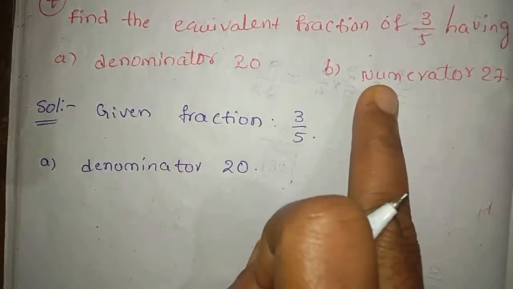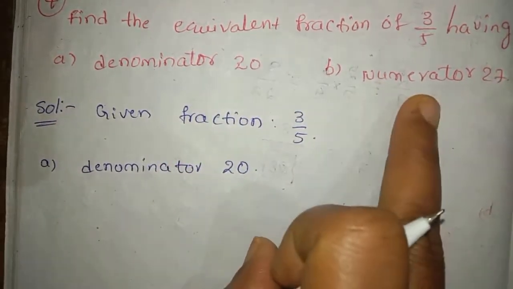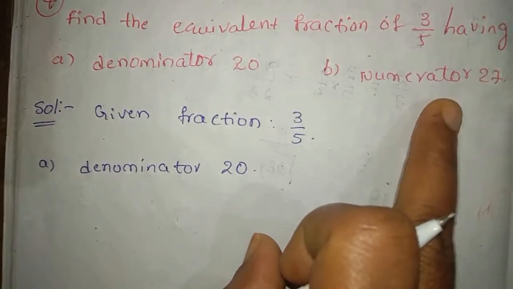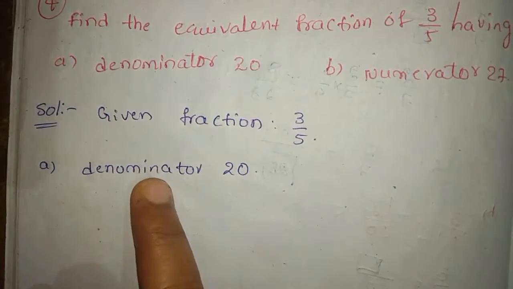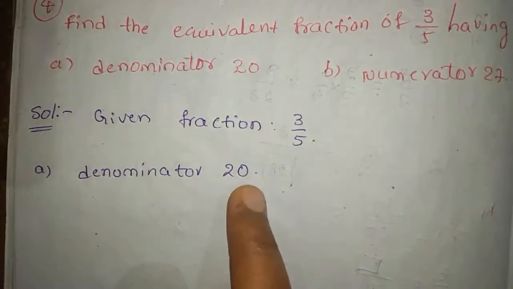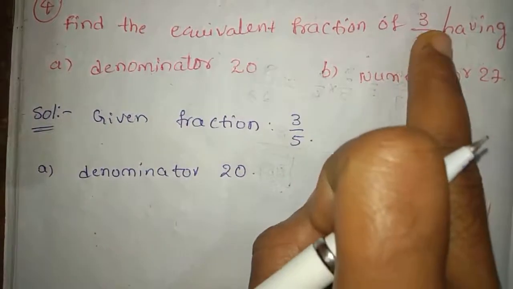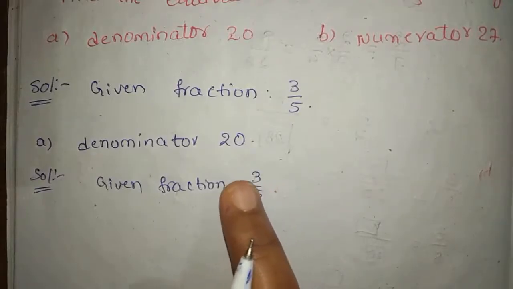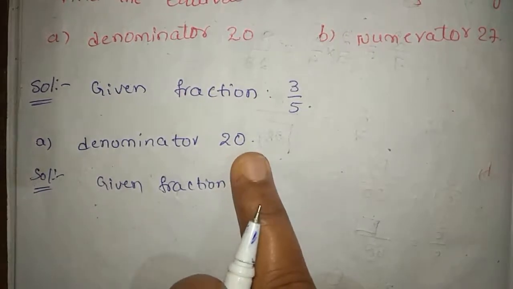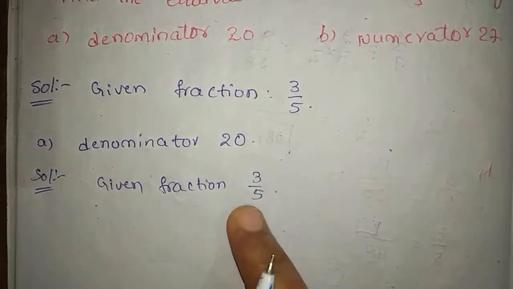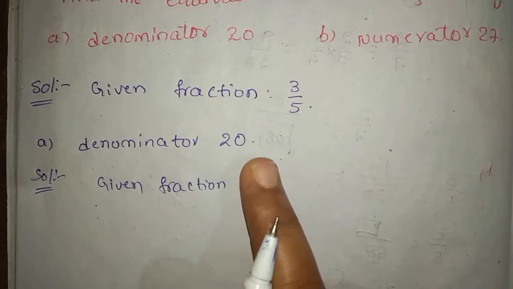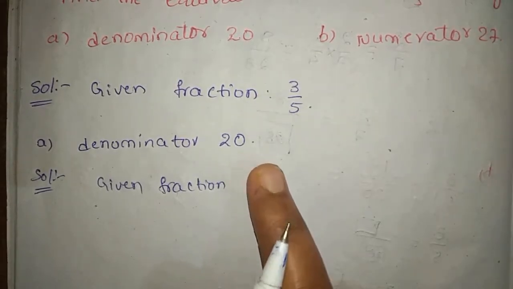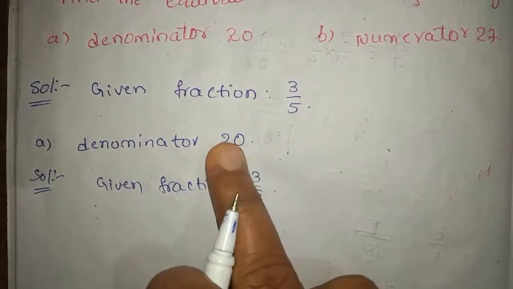And in this one, the numerator is 27. Then we have to find the denominator. Now let us do the first one. That is, the denominator is 20 and the given fraction is 3 by 5. Now here the denominator is 20, given. Now we have to check 5 how many times gives 20. Obviously we know that 5 fours are 20.